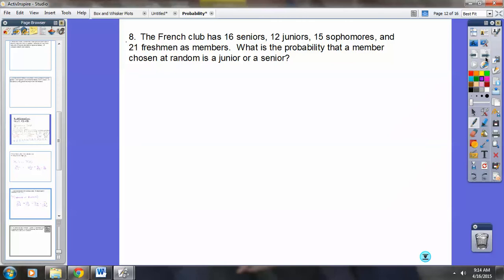The French Club has 16 seniors, 12 juniors, 15 sophomores, and 21 freshmen as members. What is the probability that a member chosen at random is a junior or a senior? So we're going to find the probability of being a junior plus the probability of being a senior. How did I know I was going to add those probabilities? "Or" is kind of our keyword. It tells us that we're looking at mutually exclusive or possibly not mutually exclusive events.